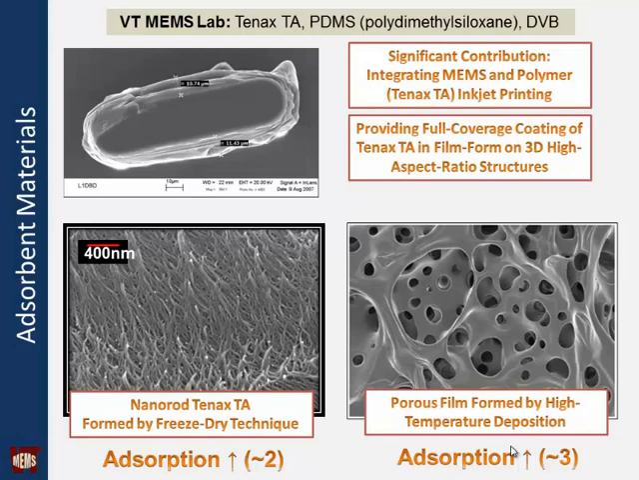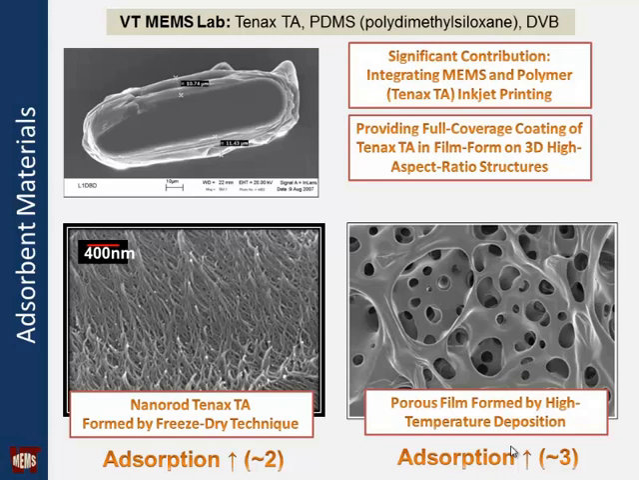So what we have done in the past several years, we have been able to convert them into thin films. We have been able to use, for example, inkjet printing for the first time to deposit them on these pillar structures. And we have been able to develop various techniques to create nanorod Tenax TA for enhancing the adsorption capacity, or we create very porous films, again, if we deposit at high temperatures. So this polymer has been pretty good, actually, in adsorption. However, there is still a problem.